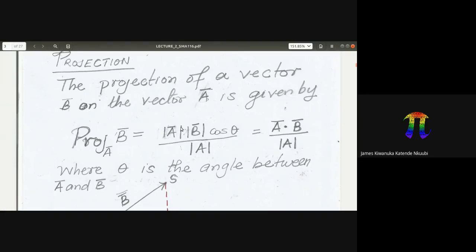You get the magnitude of A multiplied by the magnitude of B multiplied by the cosine of theta, divided by the magnitude of A. But you'll realize that this top part is just the dot product of A and B. So we get the dot product of A and B and divide that by the magnitude of A. This will give you the projection of B on A. We shall see how this works graphically in a minute, and why this indeed is the case.